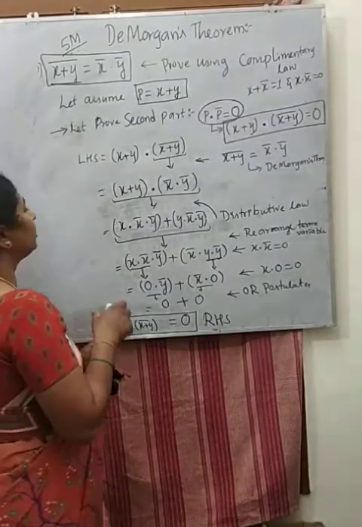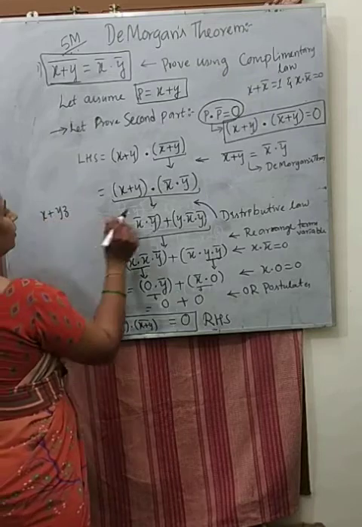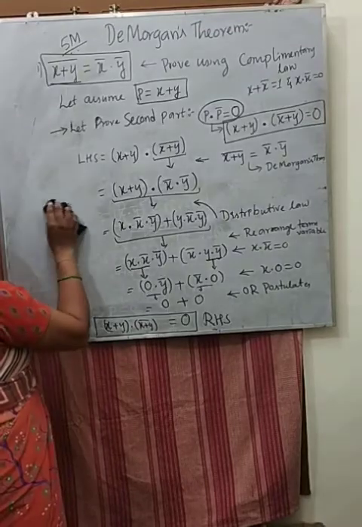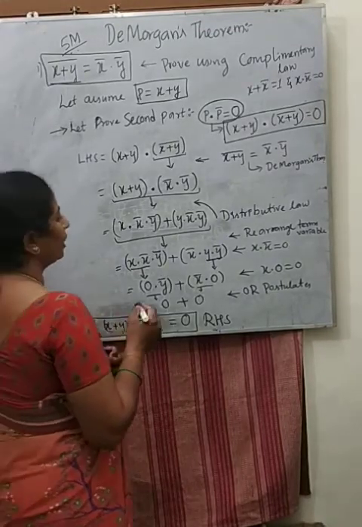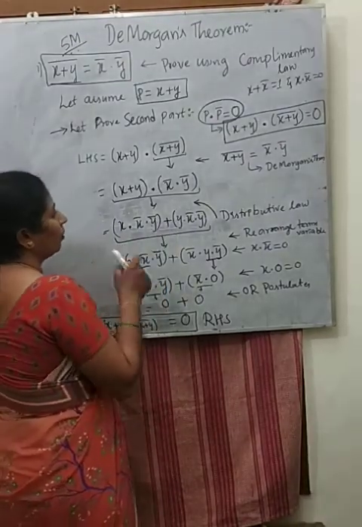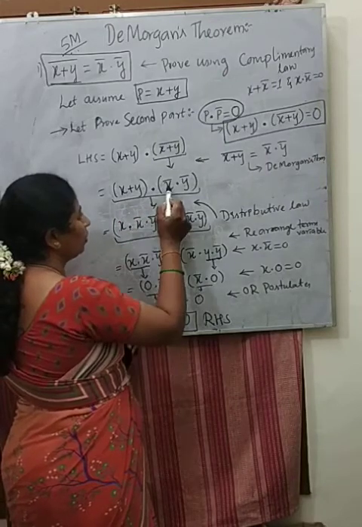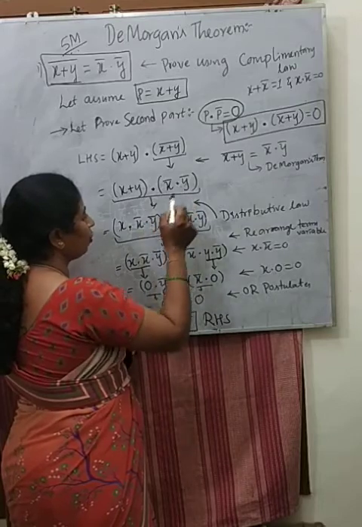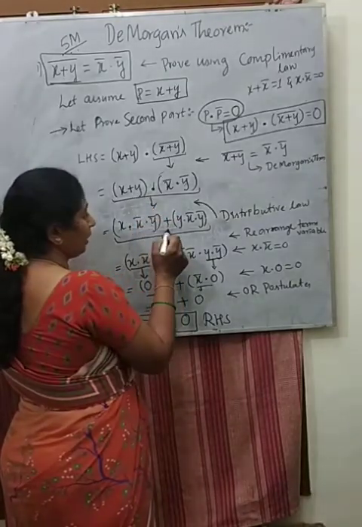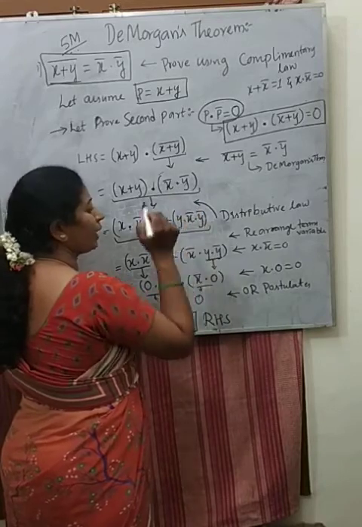No need to apply your commutative law for the second part. Why? Because it was already there according to your distributive law. Hence, no need to apply your commutative law. Directly we can go for the distributive law. Rearrange the terms. When we apply the distributive law, what will you get? X into x complement into y complement. This entire term will be copied as it is. This plus will become out, y into x complement into y complement.